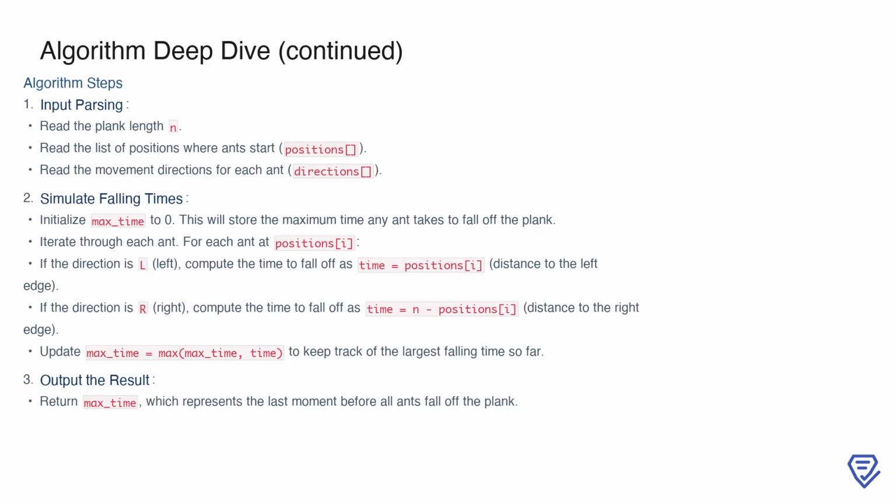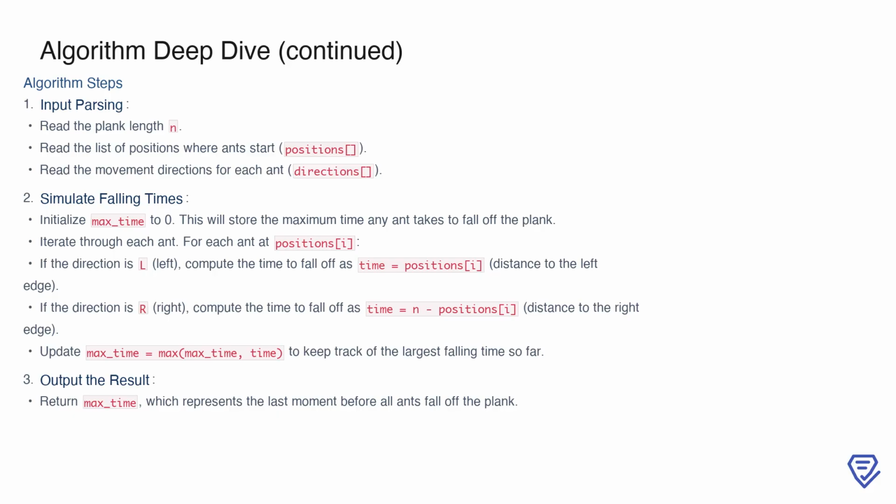The solution follows a simple three-step process. First, we parse the inputs. This includes reading the plank length n, the positions of the ants, and their movement directions. Next, we simulate the falling times for each ant. We initialize a variable max_time to 0, which will store the maximum time taken by any ant to fall off.